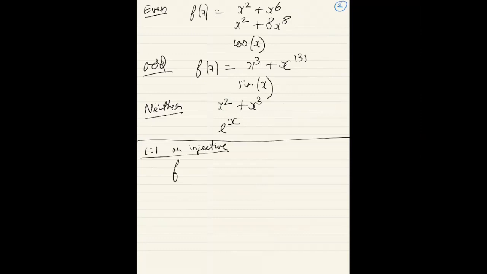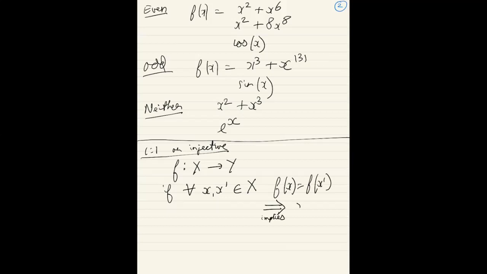A function that takes you from some domain x to a range y is injective if for all x and x prime belonging to the set x, to the domain x, f of x is equal to f of x prime can happen only if, this is a notation for implies, or only if x is equal to x prime. So what does it mean geometrically?